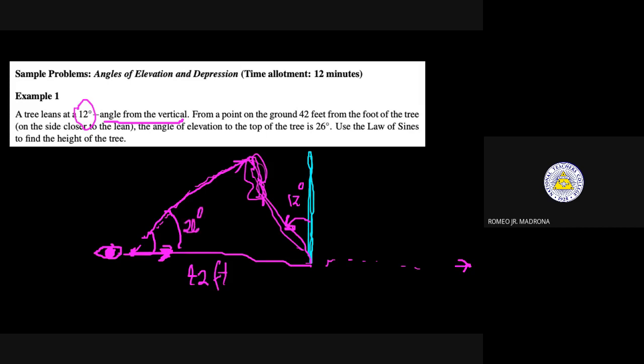Sabi, you use law of sines daw, no? To find the height of the tree. Alright, so we're looking for the height of the tree. When we say height of the tree, it is different from the length of the tree. This is the length of the tree. However, this is the height of the tree. Understood, guys? Be very specific kasi dun nagkakaroon ng problema, sa misconception. So we're solving for the height here.